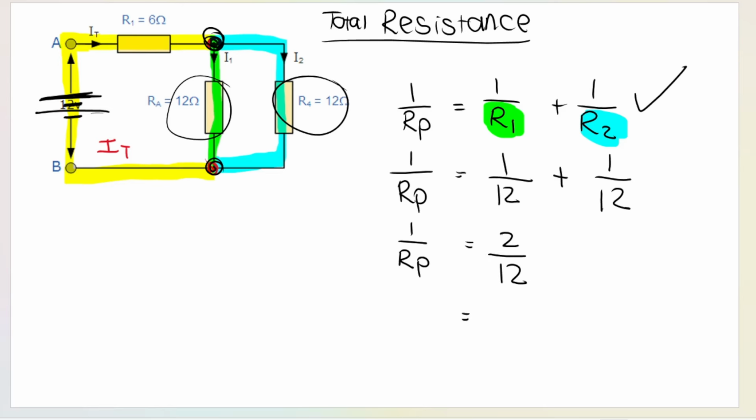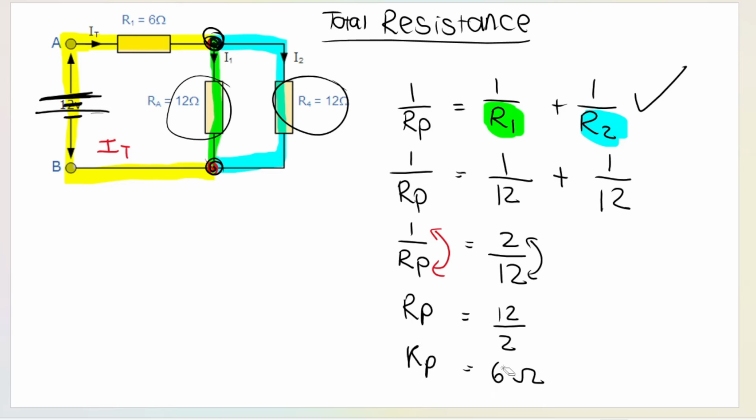And remember what I showed you? We don't want 1 over Rp. We want Rp. So we must flip that fraction. So Rp comes to the top. It's basically Rp over 1 if we flip it, but Rp. And then we flip this fraction as well. So it's going to be 12 over 2. What's 12 over 2? It is 6 ohms.